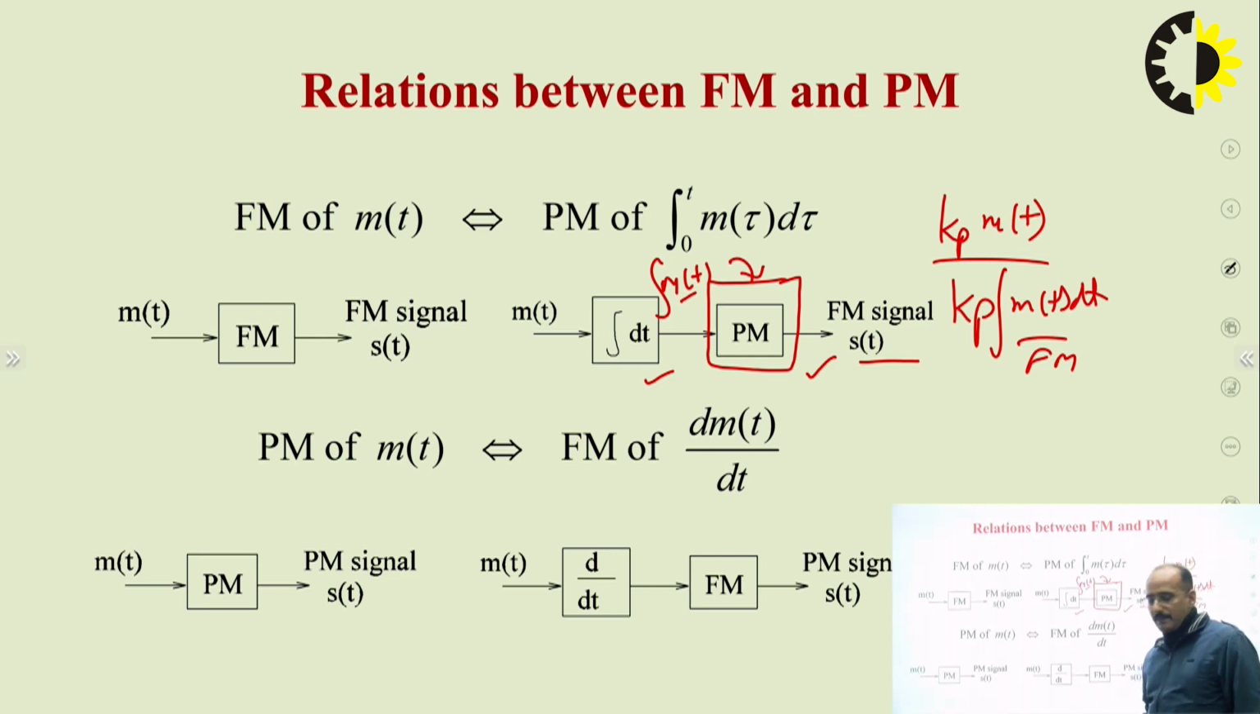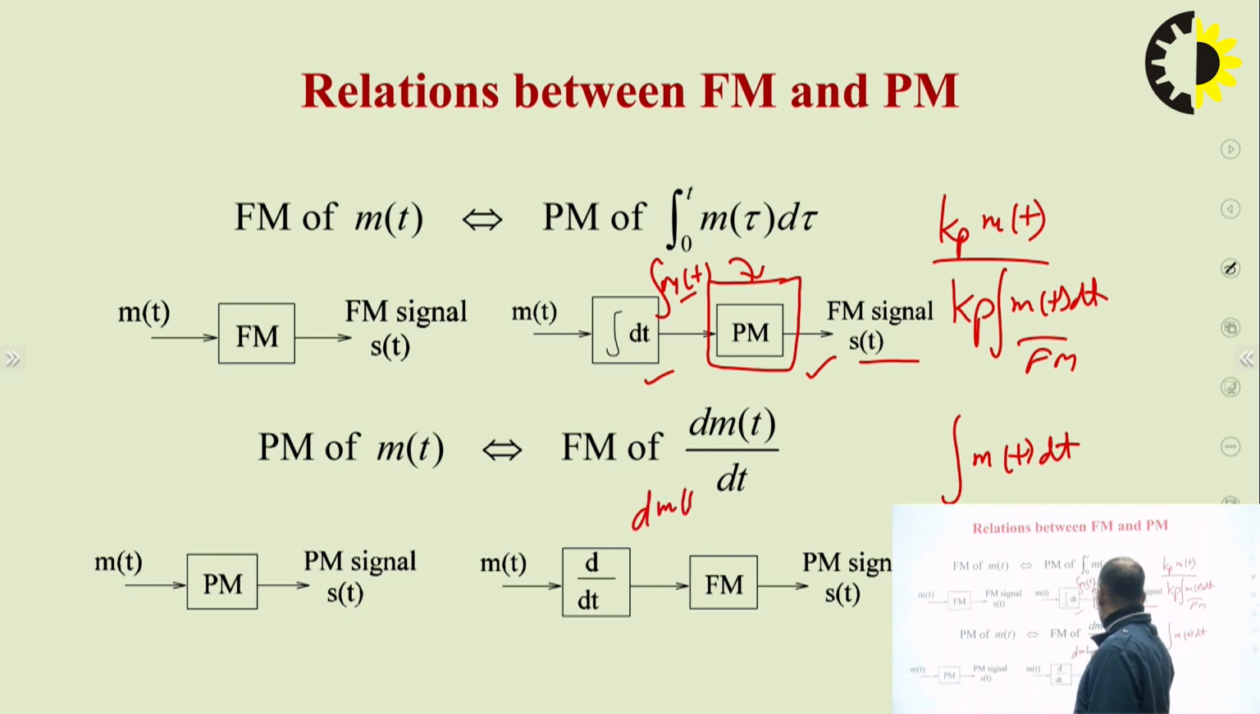Similarly, in the case of FM, we have a frequency modulator, and that frequency modulator is generating the integral of mt dt. But when we provide that mt, first we differentiate this and we will get dmt by dt, and by putting this here we will get the integral of dmt by dt, which gives mt. So it will give us the phase modulated signal. Meaning you can easily generate a phase modulated signal by using a frequency modulator or vice versa.